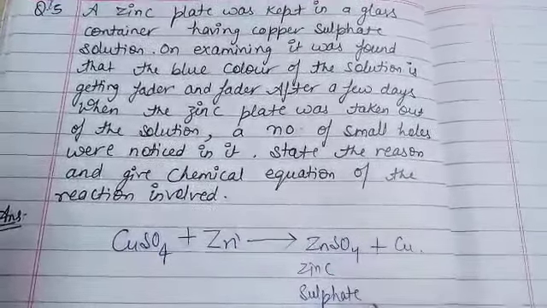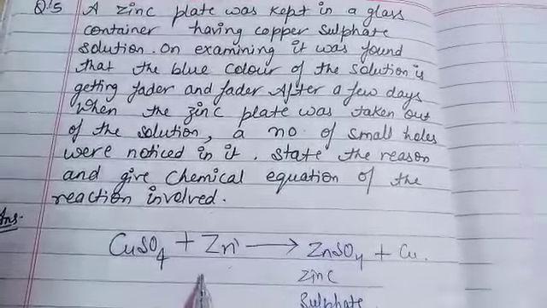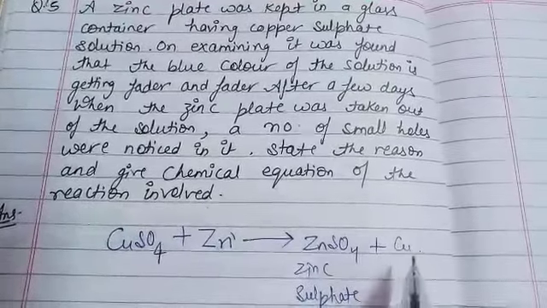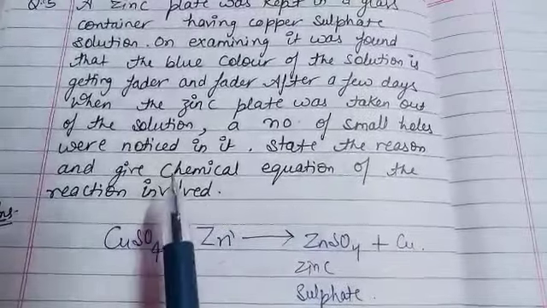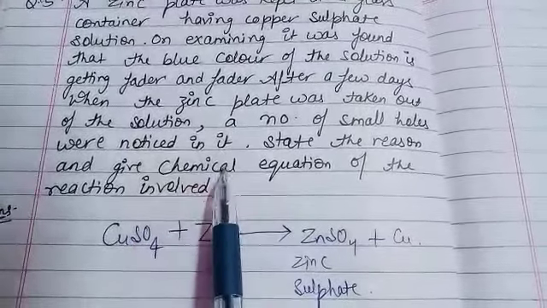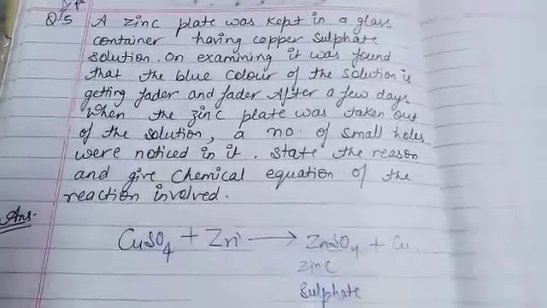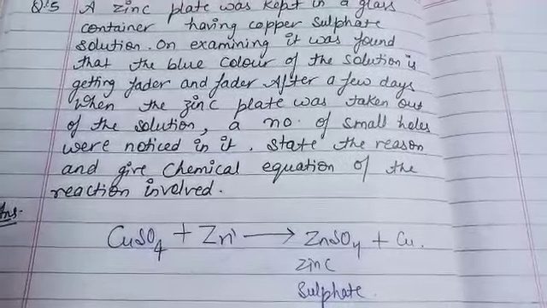And what's the reason for the holes? The same thing: because zinc is more reactive, some of its particles replace copper from the solution and become ZnSO4, and copper is removed. That's why a large number of small holes are present in it. And the equation is this one. This type of question is very important from your exam point of view also. Okay, thank you.